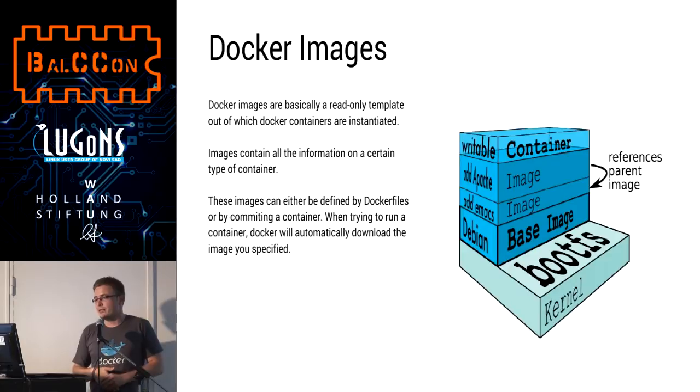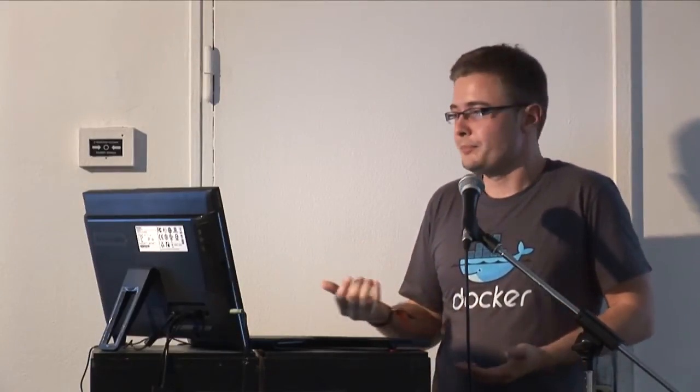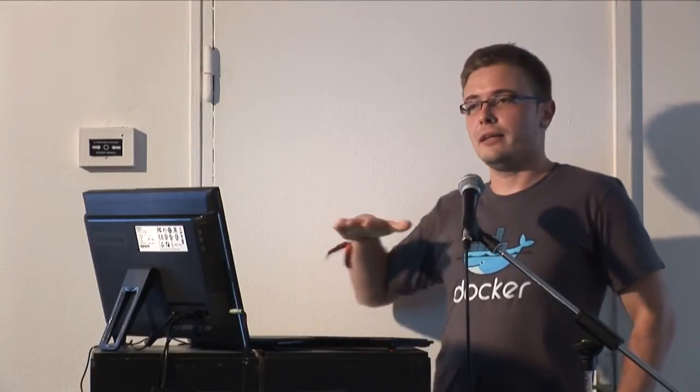Docker images are basically read-only templates out of which Docker containers are instantiated. It means that you have a base image on which you put a layer of file system. The base image is, for example, read-only. So you put on another layer in which you add to the container different executables or data or code that you need. But it won't be saved until you commit that change and make it another permanent layer. I will explain that later.